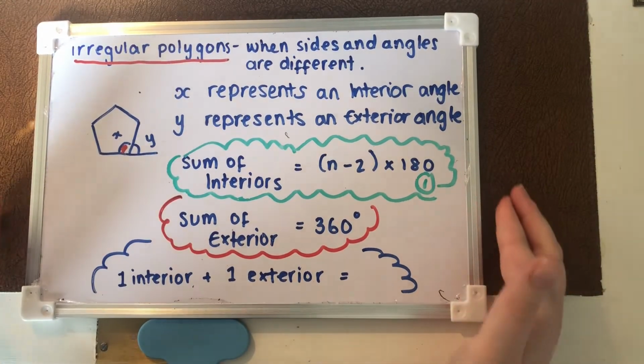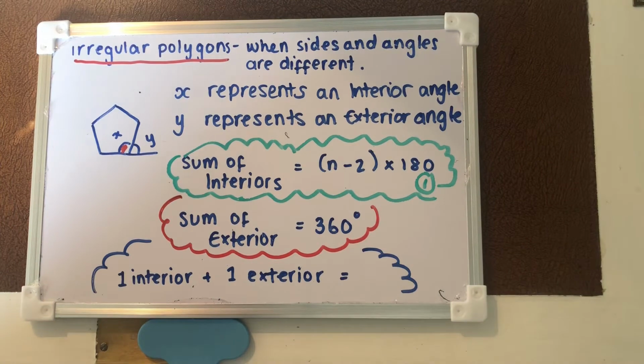The second type is irregular polygon, and this is just the opposite of a regular one really. It just means that all the sides and angles are different. Okay, so key is if the sides are different, then the angles are also going to be different. So that's the types of polygons.